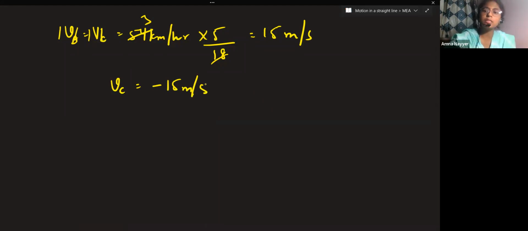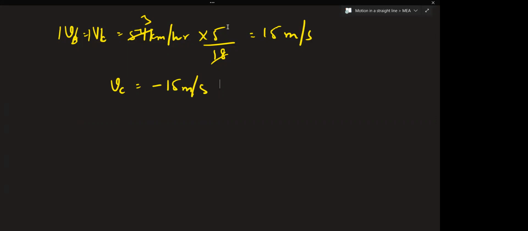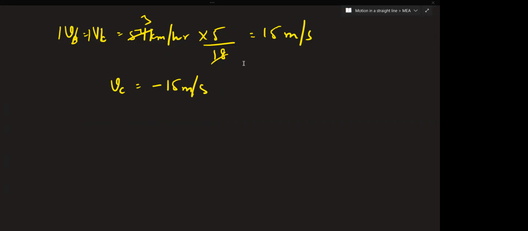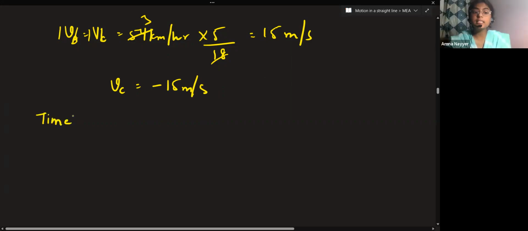Clear? Any doubts? No. Clear? Others, Aram, clear to you? Yes, ma'am. Now let's calculate the time taken by C to cross it. The significance of this step you will understand later, as soon as we reach a later part of this numerical.